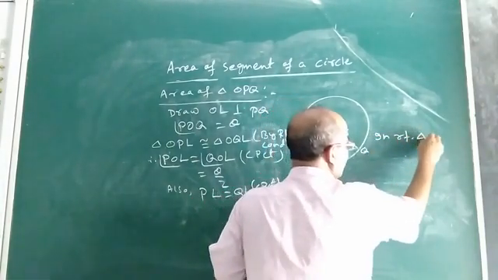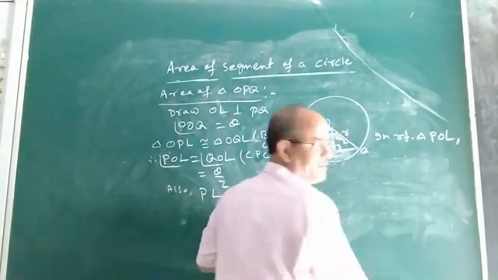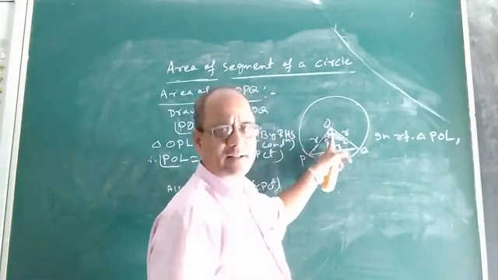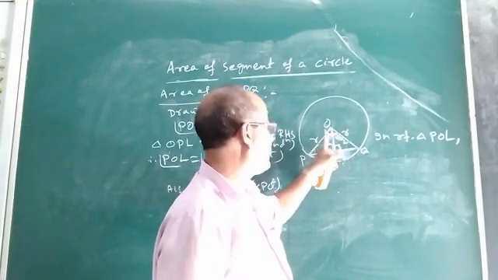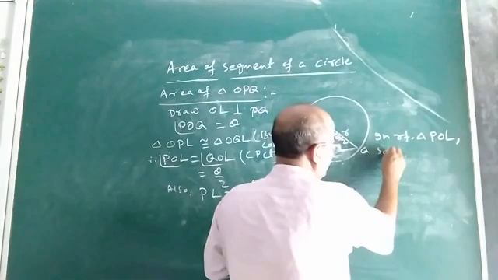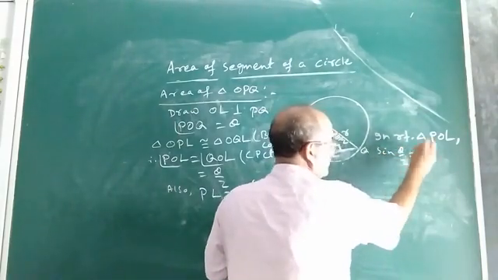So now in right triangle POL, consider this triangle. Look at this angle. This angle is theta by 2. Now find the sine ratio. You know what the sine ratio is. Now find sine theta by 2.